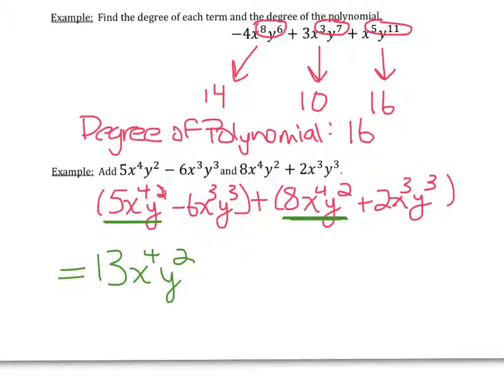And then last but not least, when I look at this term right here, I've got to make sure that if I'm going to combine it, it's got to combine with another x cubed y cubed, which I see here, as well as here in this polynomial there. And if I combine those two terms together, I have a negative 6 plus 2, which is a negative 4, and I keep my variable parts the same. And that concludes this video.